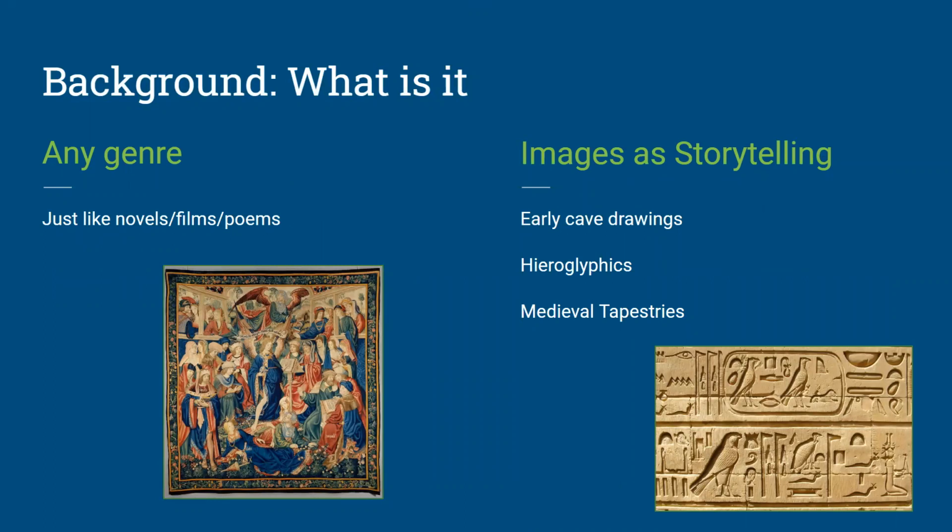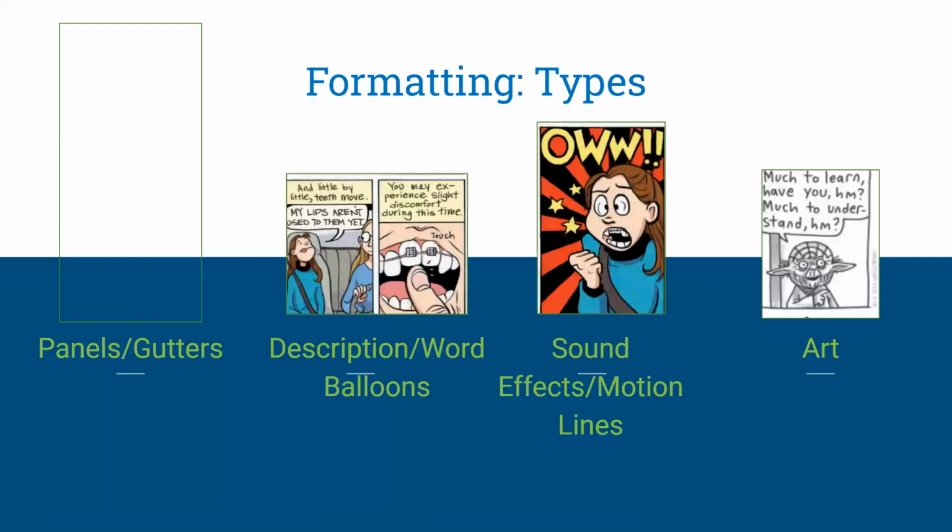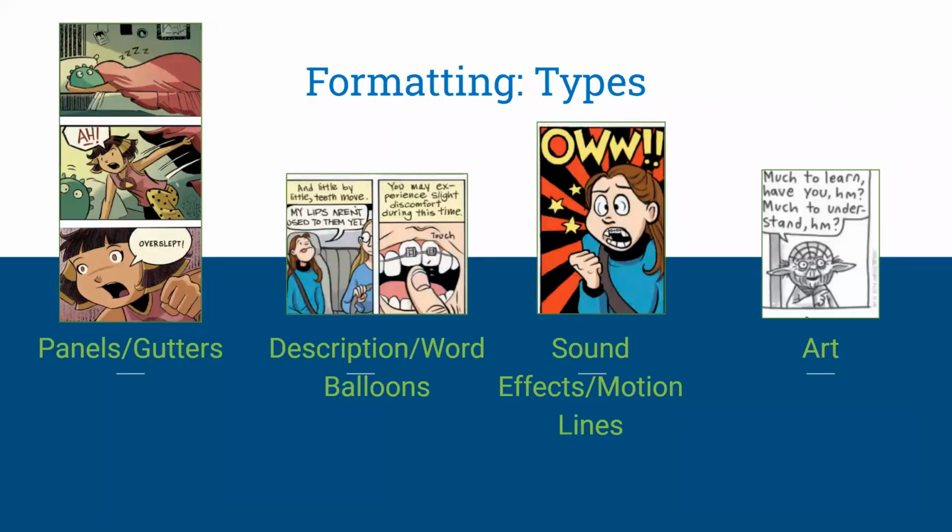This basic way of storytelling has been used in various forms for centuries, like early cave drawings, hieroglyphics, and medieval tapestries. These can all be thought of as stories told through pictures. So let's review some of the components I mentioned, and these all go into formatting graphic novels and making them distinct.